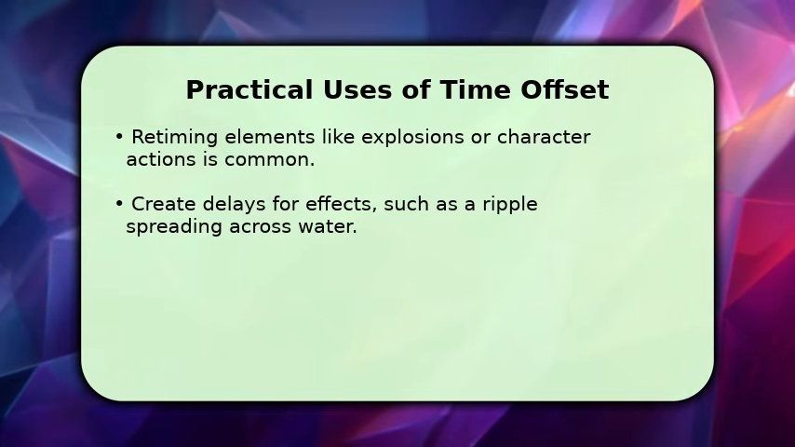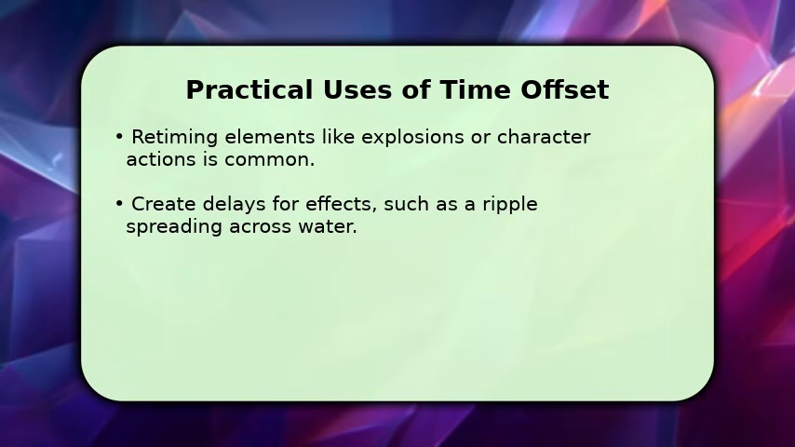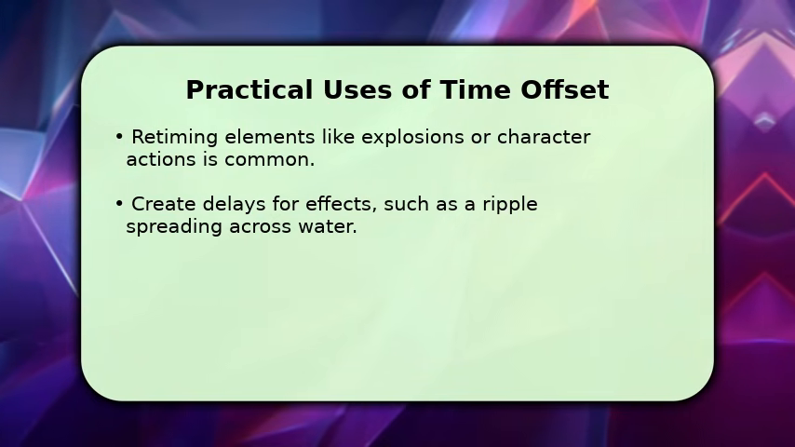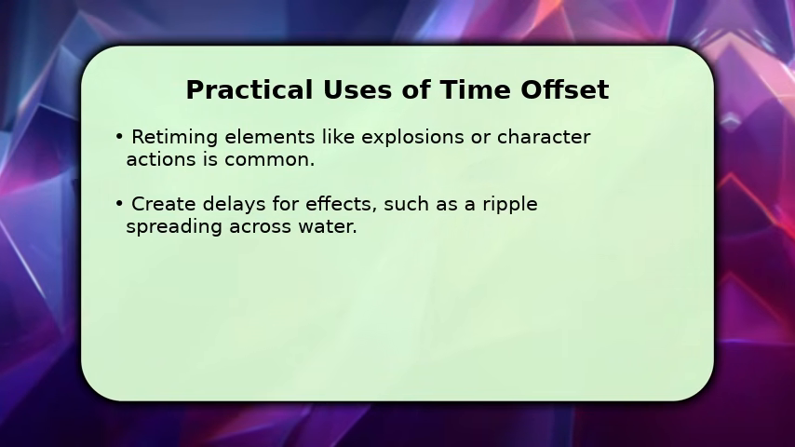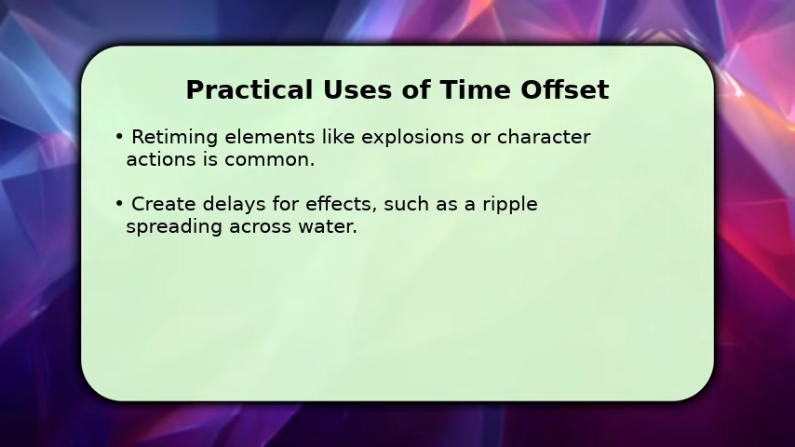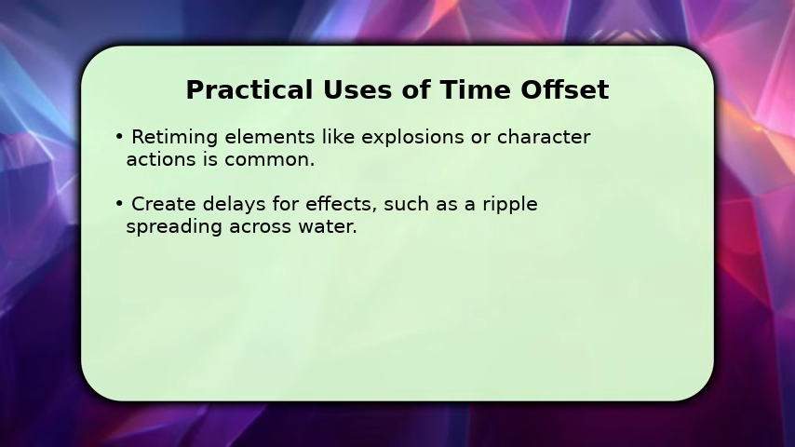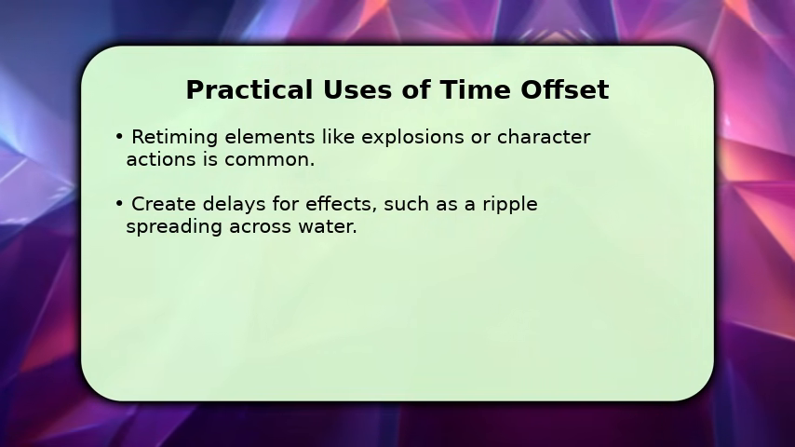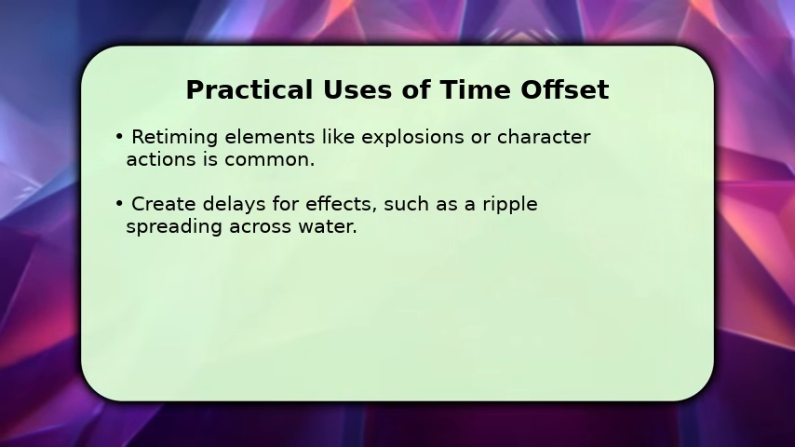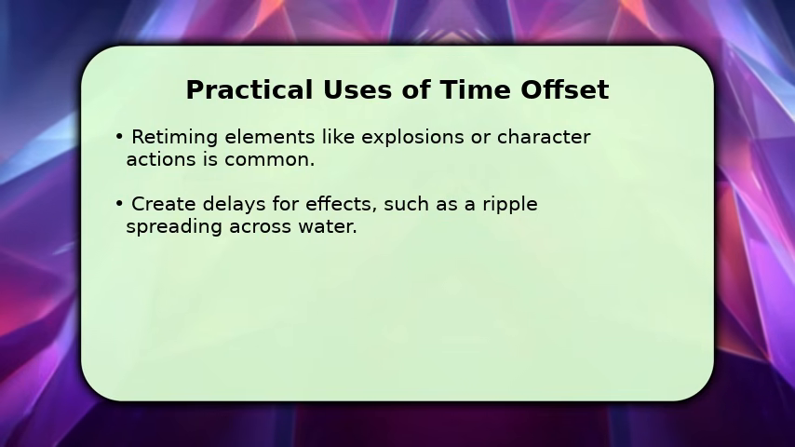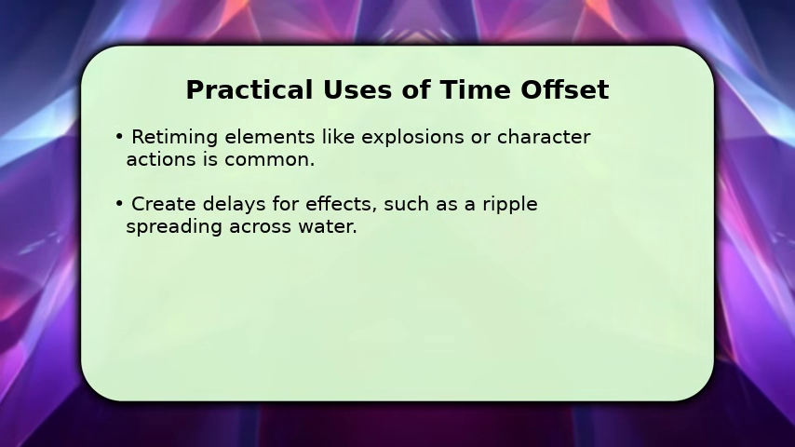Time offset has numerous practical applications in visual effects. For instance, you can easily retime an explosion to perfectly align with an impact, or adjust a character's action to match a specific beat. It's also excellent for creating delays, perhaps making a ripple effect spread across water after a splash, or staggering multiple elements to appear sequentially. This flexibility empowers you to achieve complex and dynamic timing with ease.